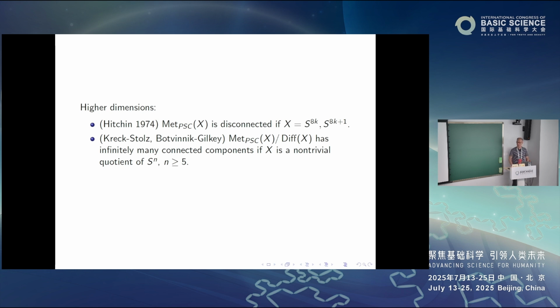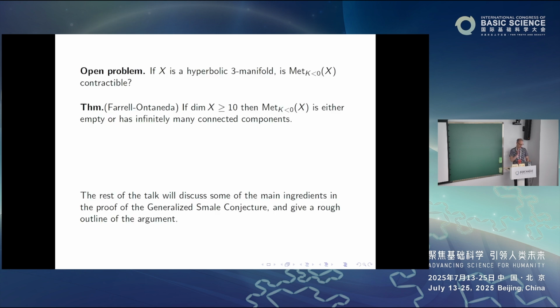Okay, in higher dimensions, there's a very famous work of Hitchin in the 70s showing that the space of metrics with positive scalar curvature can even be disconnected for spheres. So there's nice, simple behavior in dimension 3, and it breaks down in high dimensions. Even the moduli space, when you mod out by Diff, can have infinitely many connected components. Okay, all right.